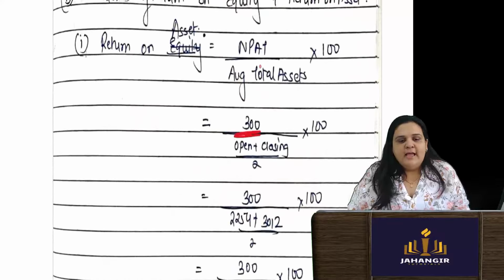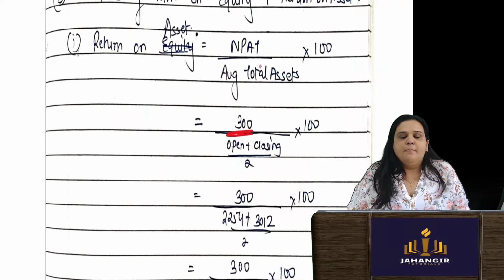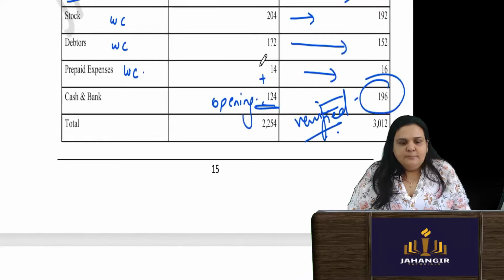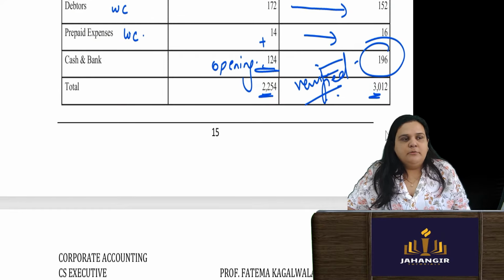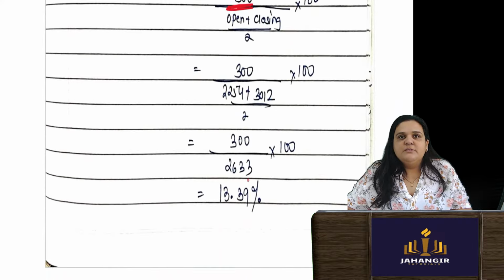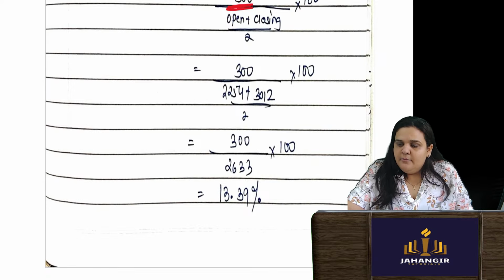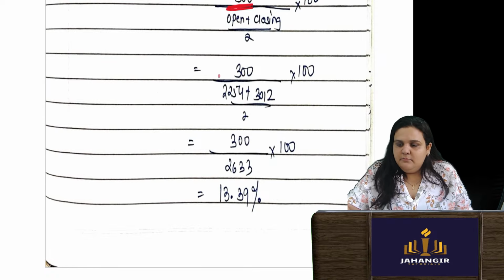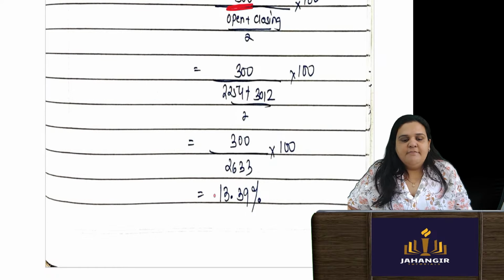How much is my average of total assets? It will be opening plus closing divided by 2. Total assets: 254 plus 312. So 254 plus 312 divided by 2, that will be 283. 300 divided by that, percentage, yes, it is 11.39.